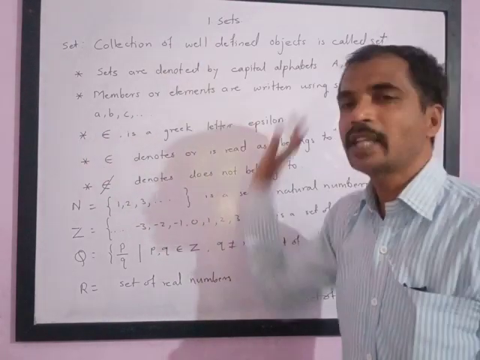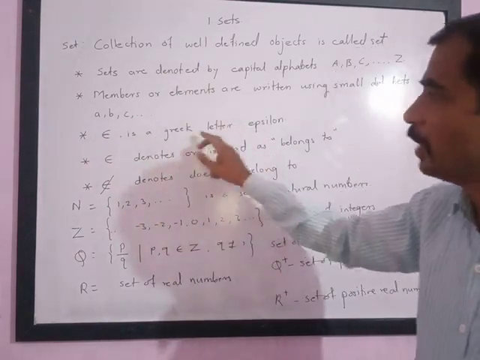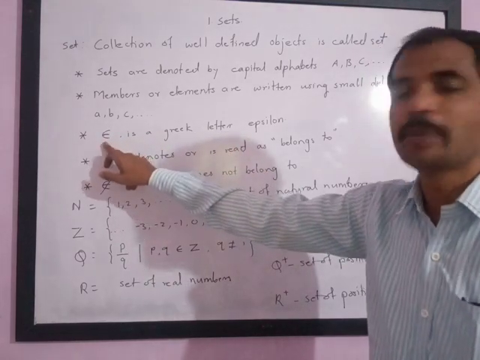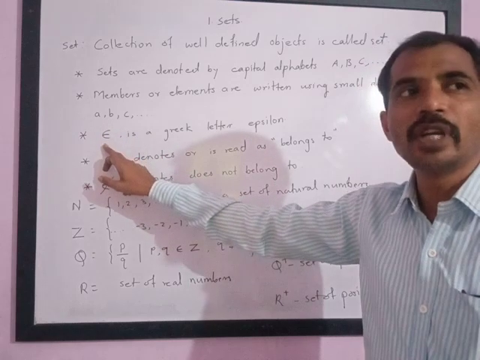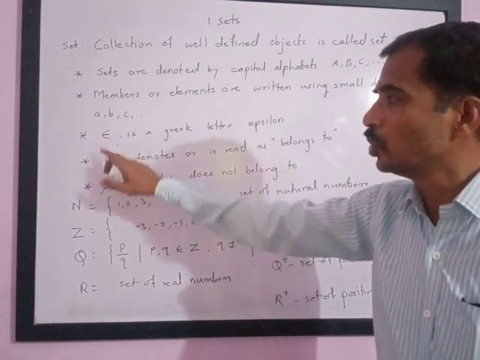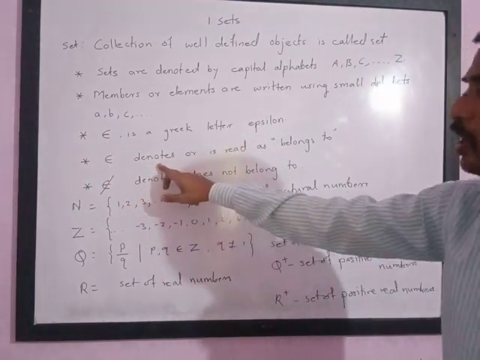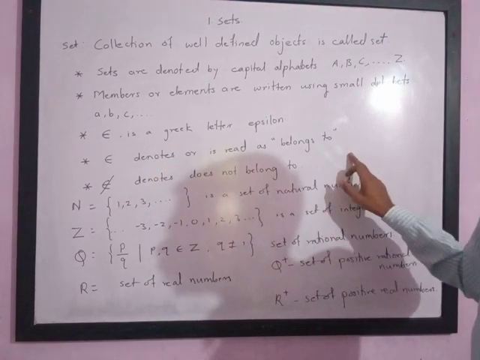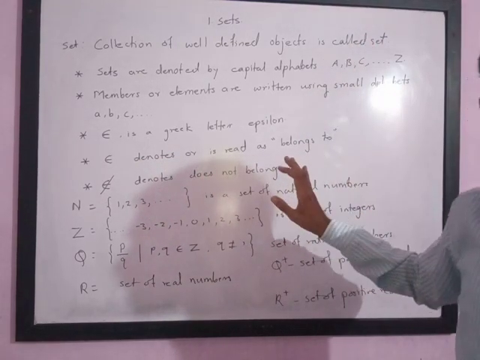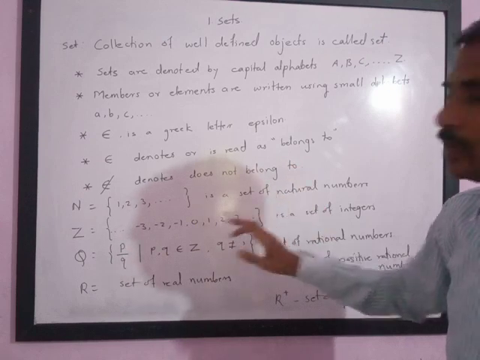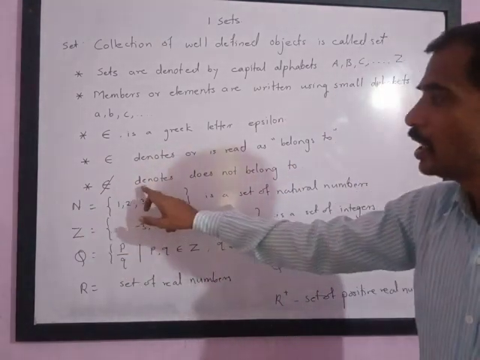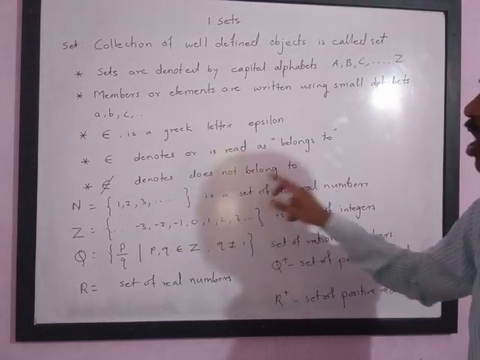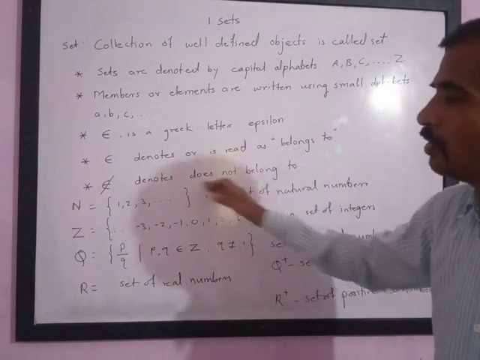Next, in the sets chapter we are going to use a Greek alphabet, epsilon. It is read as epsilon, but in this chapter we are going to read it as "belongs to". How it is used, you will understand as we proceed further. Next, if there is an epsilon with a slash, it denotes "does not belong to". I will take some more examples as we proceed further.